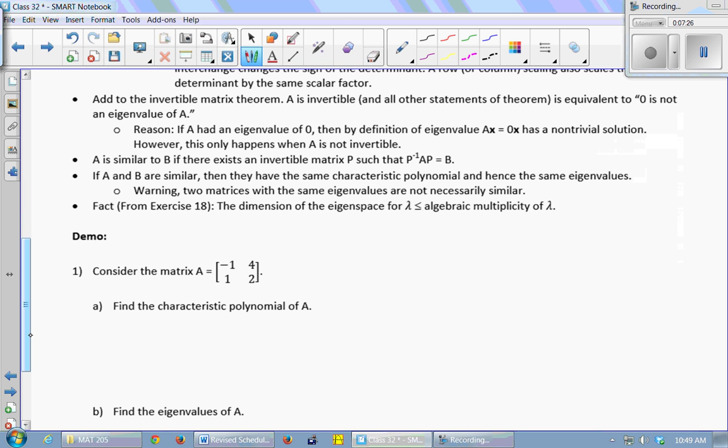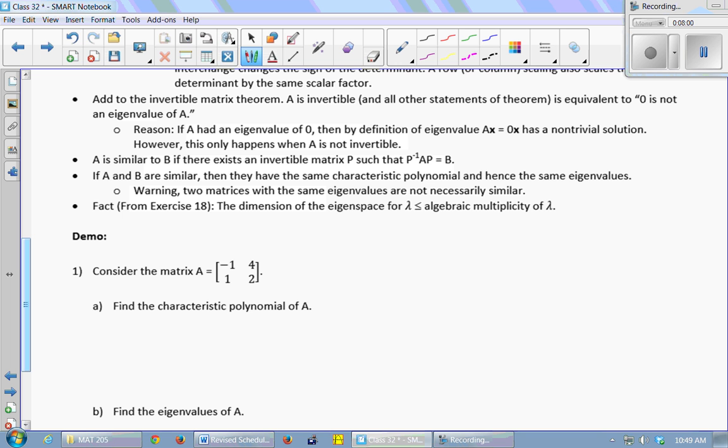All right, and then there's this one last little bit in the chapter. A is similar to B if there exists an invertible matrix P such that P inverse AP equals B. And I actually gave you a proof about that statement on your last test. So I don't know if you'll remember, but you'll prove it again today. If A and B are similar, then they have the same characteristic polynomial and hence the same eigenvalues. You'll do part of the proof in the activities today.